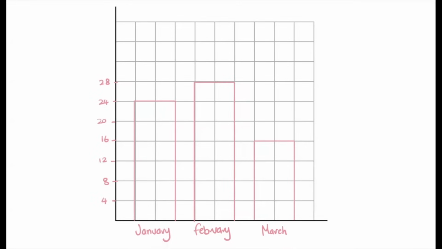Now, there was another part to this question. It was to write down the modal month. Now, modal is the same as mode. So it's the most common, and that was February. So you would write February for the modal month on the dotted line.